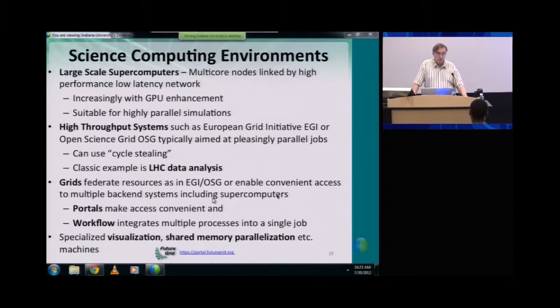Then we take these various resources and federate them together with grids, build portals to access them, and use workflow to join the jobs together.